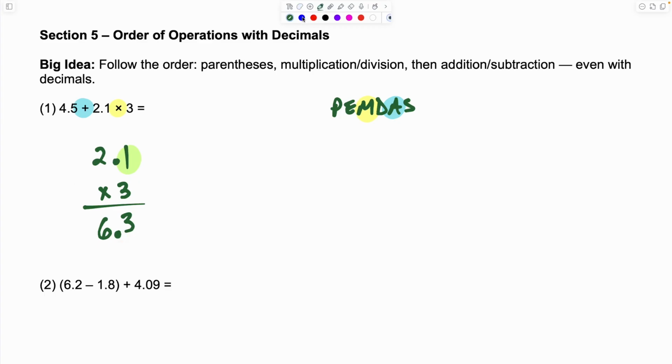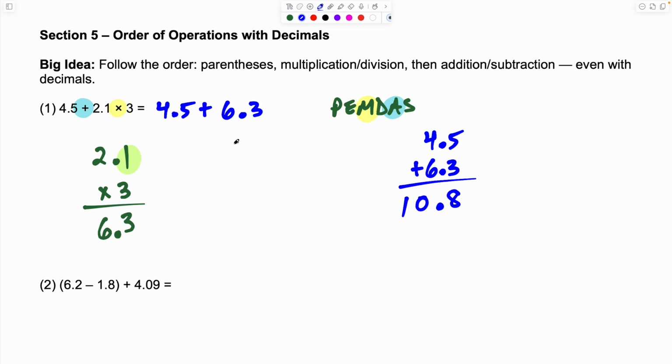So now I could write out this equation: we're going to have 4.5 plus the product of 2.1 and 3, which is 6.3. Now all I have to do is add these numbers together, and I'll do this off to the side. I'm going to set this up vertically so we can line up the place values. So we have 4.5 plus 6.3, and we're doing 5 plus 3 is 8. We bring down the decimal, and then 4 plus 6 is 10, so we get 10.8. So our answer to this question is going to be 10.8.